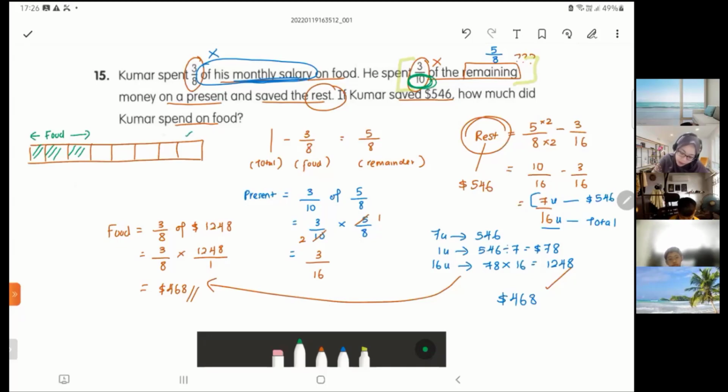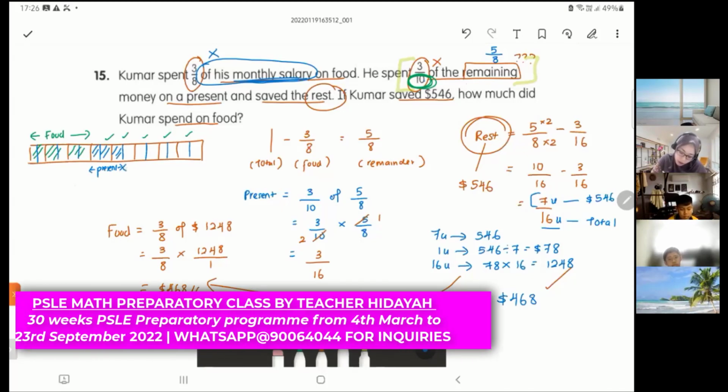Let's look at the remainder. 1, 2, 3, 4, 5. Not enough. So what must I do? Change it to 10 by cutting it into 2. Cut, cut, cut, cut. Everything also must cut. Okay, then what happened to the remainder? He spent on the present 3 units, right? So 1, 2, 3. This is the present. Okay, then you have the balance. This is your save.